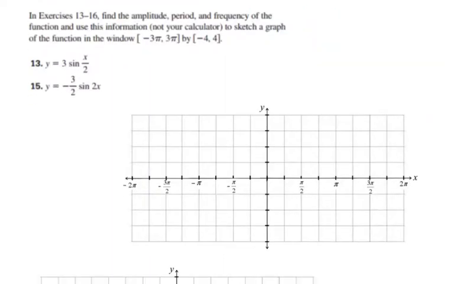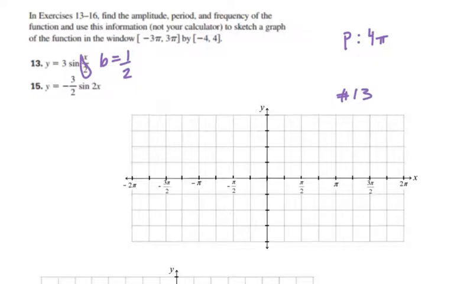Alright, moving on, we're going to find the amplitude, period, and frequency of the function and use it, not your calculator, to sketch a graph of the function. It does say between -3 pi and 3 pi, and we just have 2 pi, so we're just going to go with the graph I gave you versus extending it out. That is not necessary. So, for number 13, our period is going to be 2 pi over 1/2, because a half is our b value. So that's really going to be 4 pi, so 4 pi is our period.